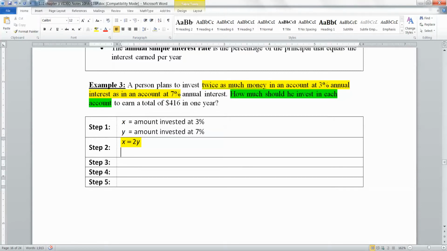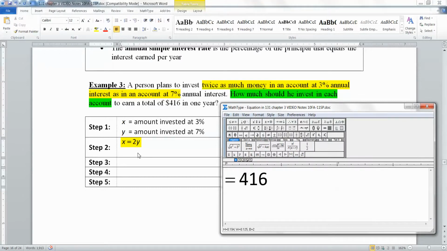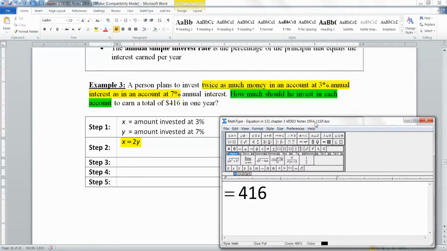You have one relationship down, and you're thinking, well, crap, that was the whole first line. Where's my other thing going? Well, the other thing's going to come from the 416, right? So you want it to be equal to 416. Now the question is, how do you get $416 at the end of the year?